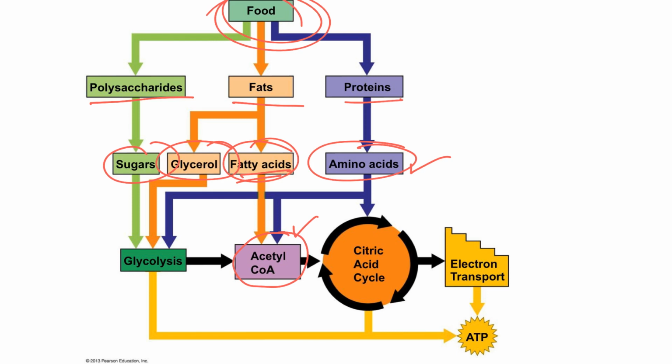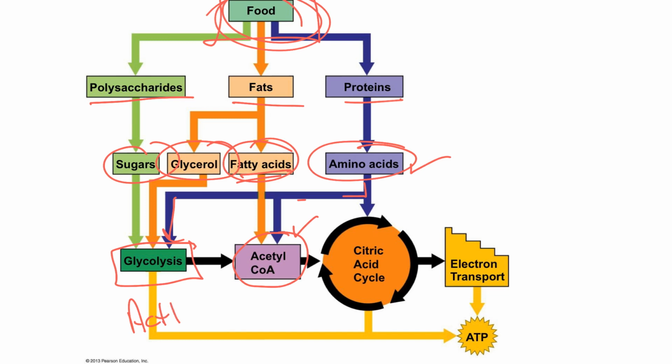And it also can be transformed into, it can actually go right into glycolysis. Okay, and some amino acids can go into glycolysis. So there's lots of different places that the different food pieces, after they're broken down by digestion, can fit into the 3 acts, right?